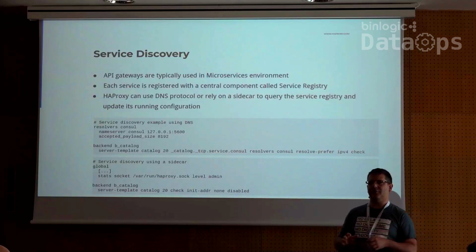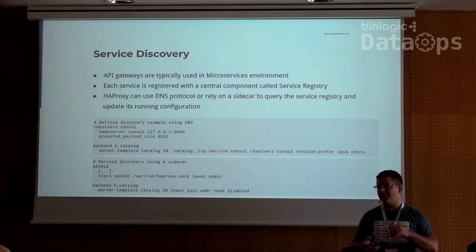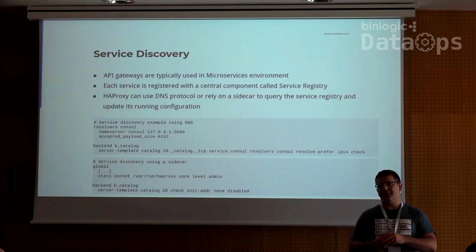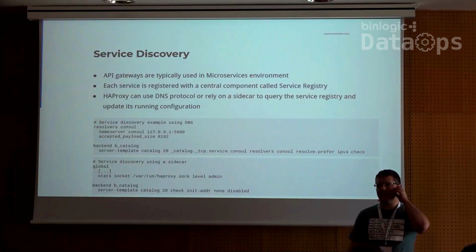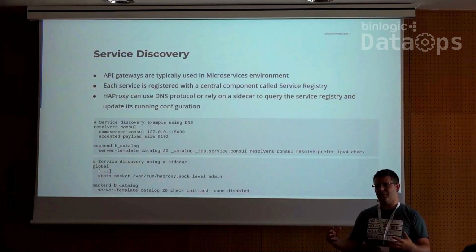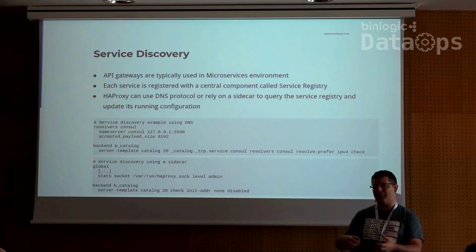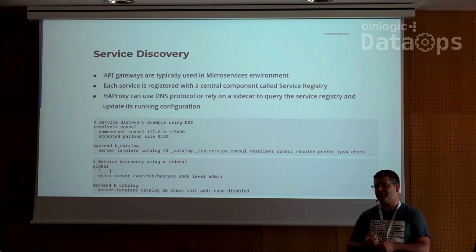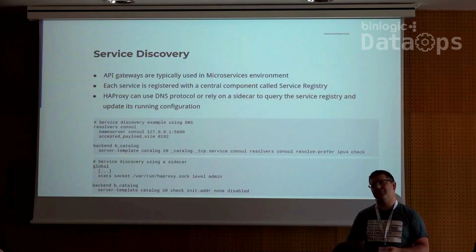In your architecture, you will have either Consul, Zookeeper, or Kubernetes, which can be used for this purpose as well. These tools can be used as service registries. So when your microservice starts up somewhere, it will be registered into your registry, and then HAProxy can get this information and start routing the traffic to that endpoint.